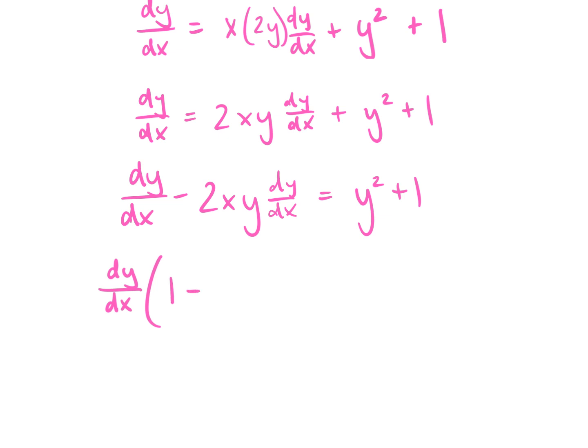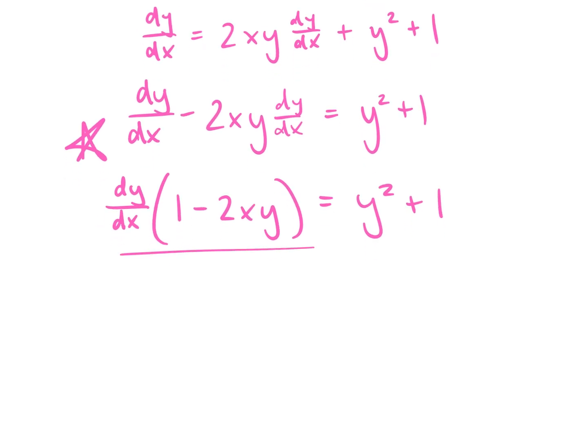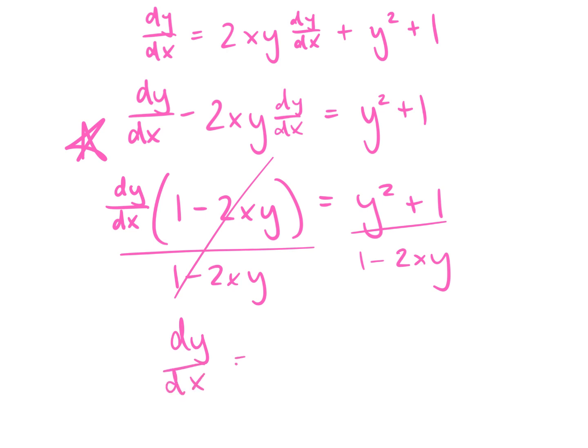Awesome. 1 minus 2xy. Don't forget the 1 there. If I'm dividing out a dy dx by dy dx, we need the 1 in that spot. So don't forget the 1 there. And then this is equal to y squared plus 1. What's the last step? Divide. We're going to divide by 1 minus 2xy. So dy dx is equal to y squared plus 1 over 1 minus 2xy.